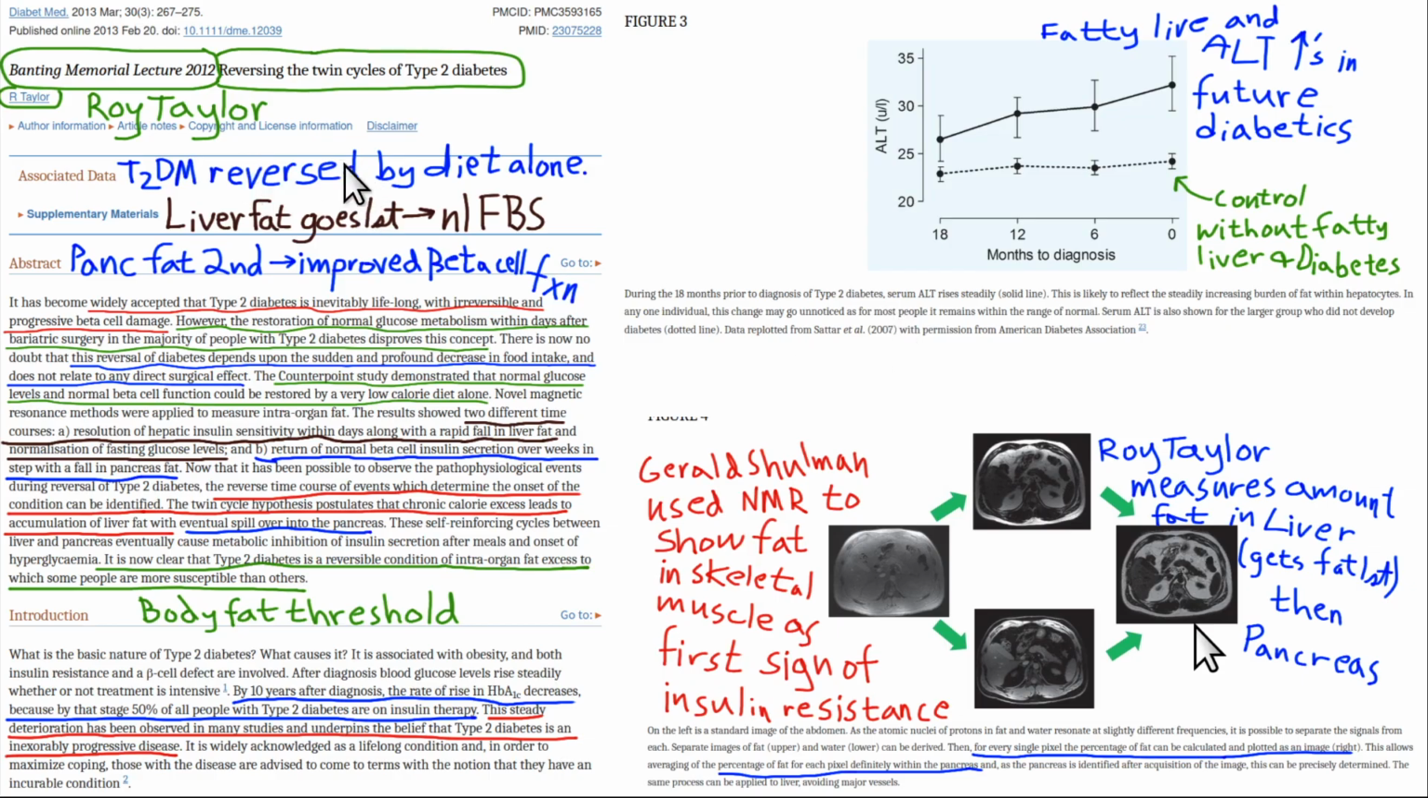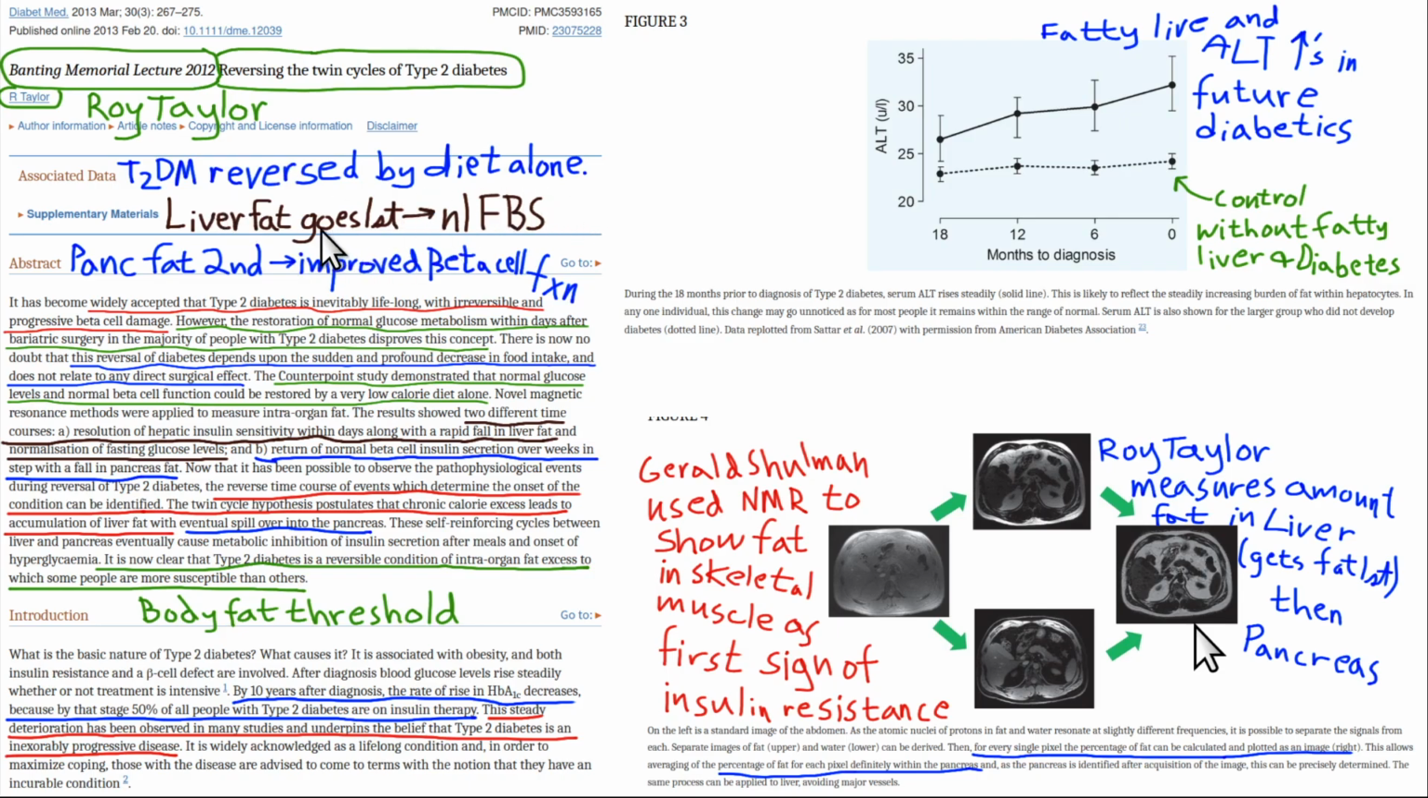So, Roy Taylor's big memorial Banting lecture, 2012. I don't know if you can specifically get this exact lecture on YouTube, but you can get a bunch of his lectures. So he's a real bright guy, a real clear lecturer, and he's going to talk about how type 2 diabetes is reversed by diet alone.